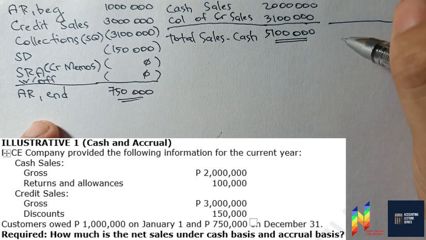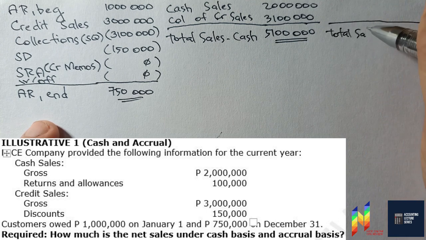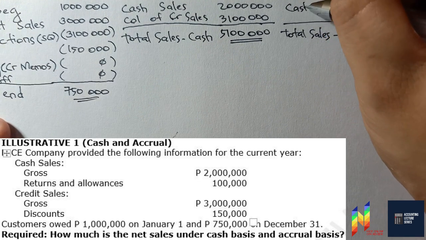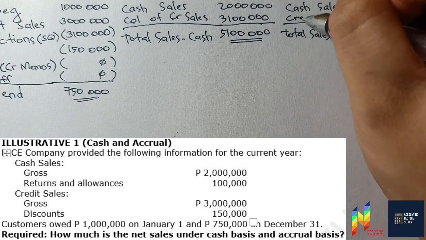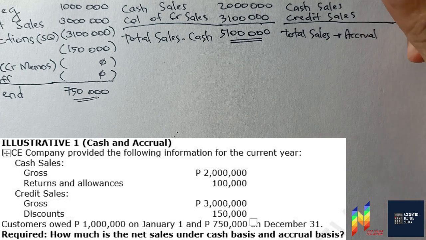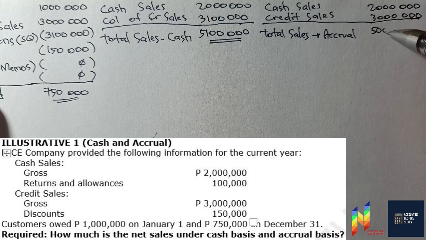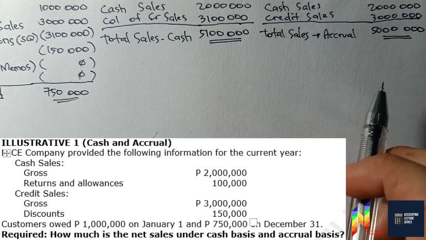While under the accrual basis of accounting, total sales is actually different. Why? Because here, under the accrual basis of accounting, total sales is equal to the cash sales plus the total credit sales. So, cash sales natin is equal to 2 million, while credit sales, i-add natin yan ng buo and that is equal to 3 million pesos. So, our total sales now under the accrual basis of accounting is equal to 5 million pesos. But 5.1 and 5 million are not our final answers.